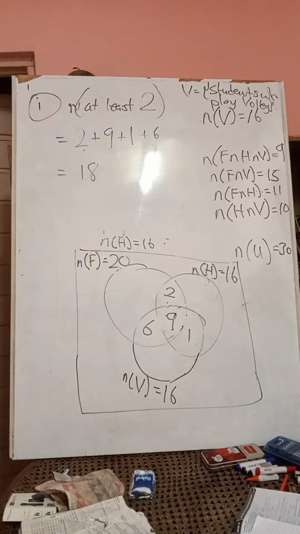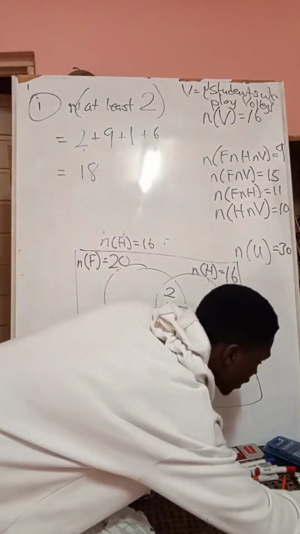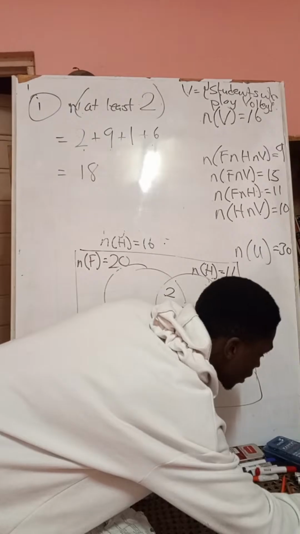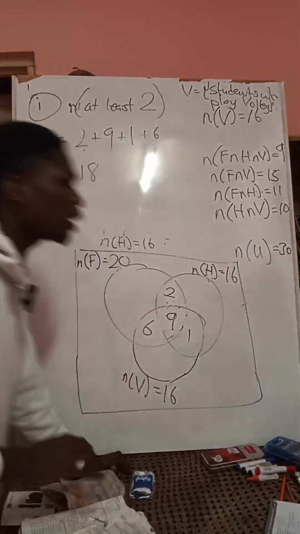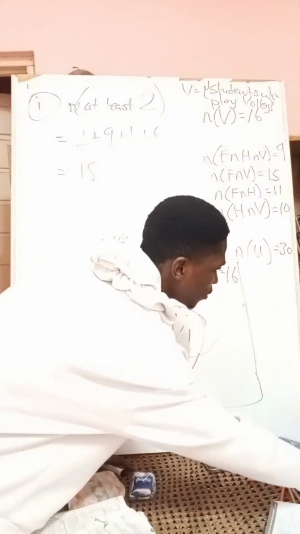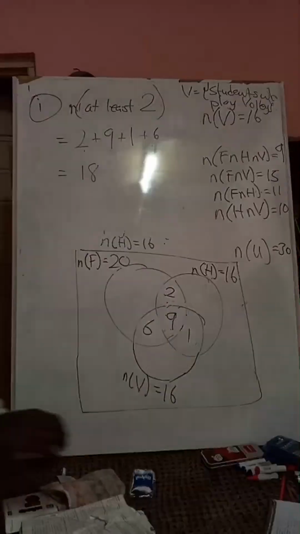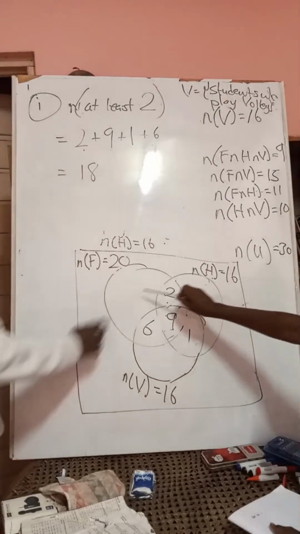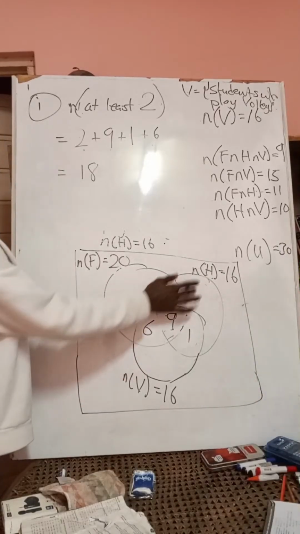So let's move on to the next question. How many students played exactly one game? Exactly one game is what region? This region. So it means you have to find this side.